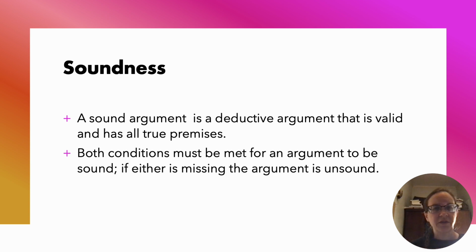So then let's talk about soundness. A sound argument has to be valid first. So again, only deductive arguments can have soundness and validity. If you have a deductive argument, you determine whether it's valid first, because validity is part of soundness. It cannot be sound without being valid. It must be valid if it's sound. So both conditions must be met for an argument to be sound. If either is missing, the argument is unsound. So it must be valid and have all true premises.